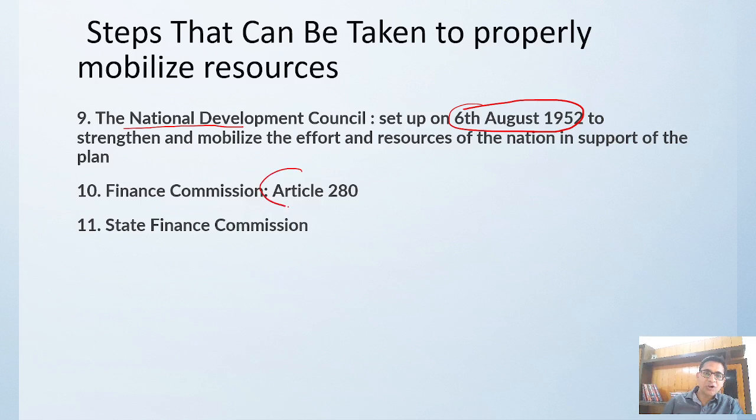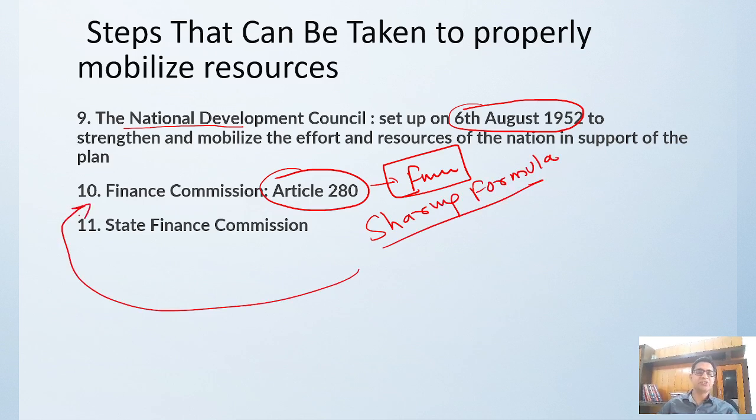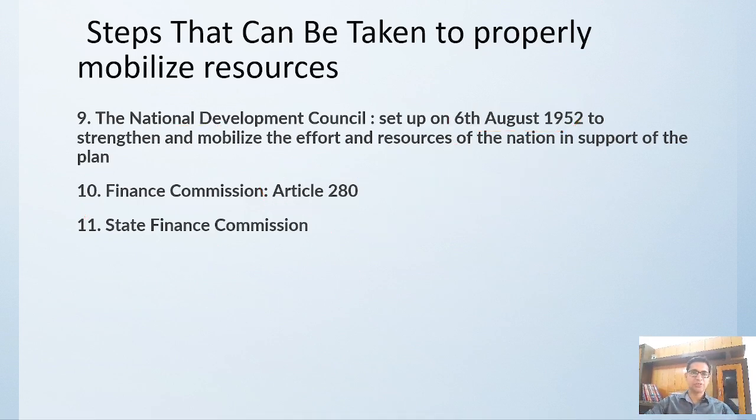You know, Finance Commission of our India, Article 280 in our Constitution says that whatever the financial resources the government is having, it has to be shared between the state government and the union government. So this sharing formula is being given by the Finance Commission. It is a constitutional body. Along with that, we have a State Finance Commission which gets the money. Okay, and State Finance Commission allocates the money to the panchayats and municipal corporations.